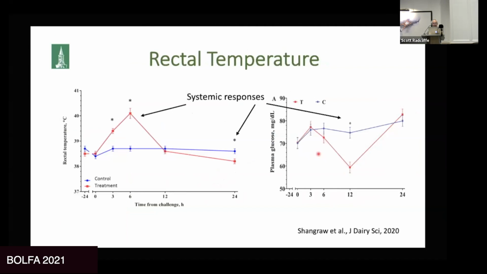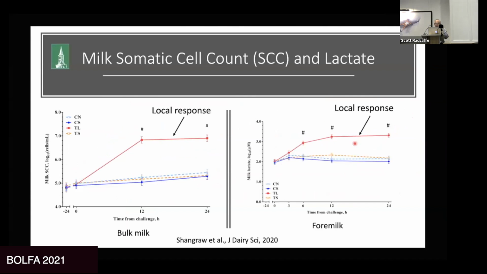So next, let's talk about the data. We see a clear systemic response as shown by a body temperature jump after LPS treatment, but that comes down within 24 hours. Actually, it becomes even lower in LPS animals. And also in blood glucose level, you can see a dip of glucose level, then followed by recovery. So those show the clear systemic response in those cows, but we also see a clear local response.